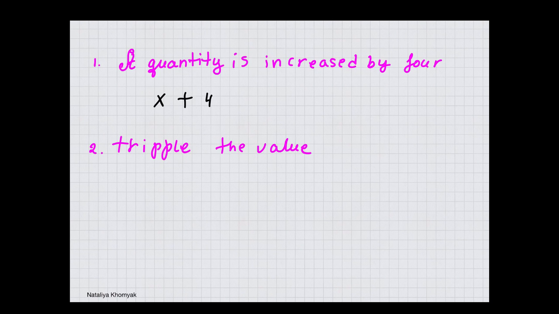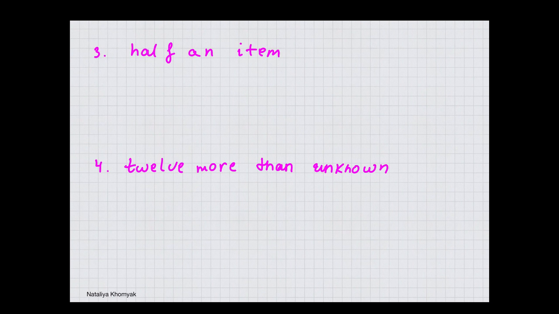Triple the value. Triple is 3 times, and we don't know what the value is. I'm going to call it a y. Half an item. There are 2 ways you can represent this expression. Literally a half of an item, or an item, and you divide it by 2.